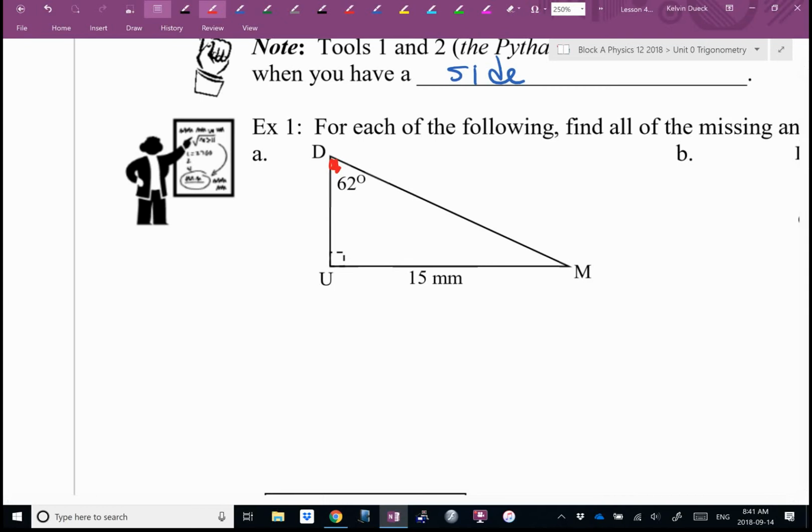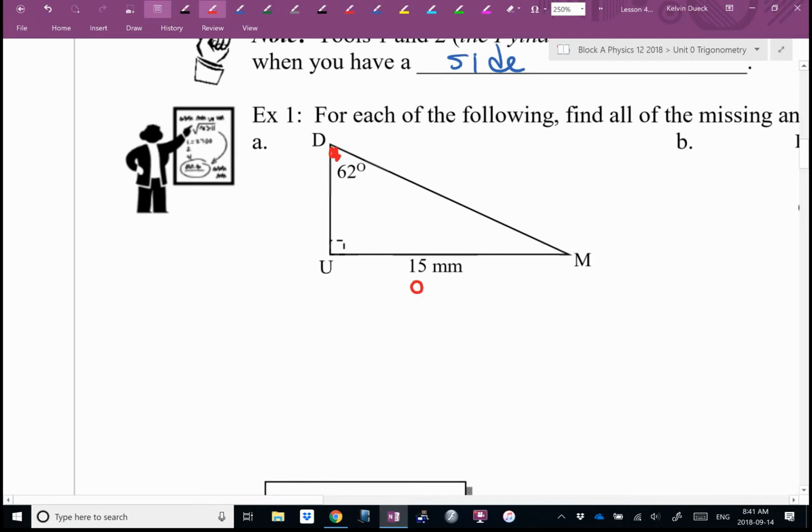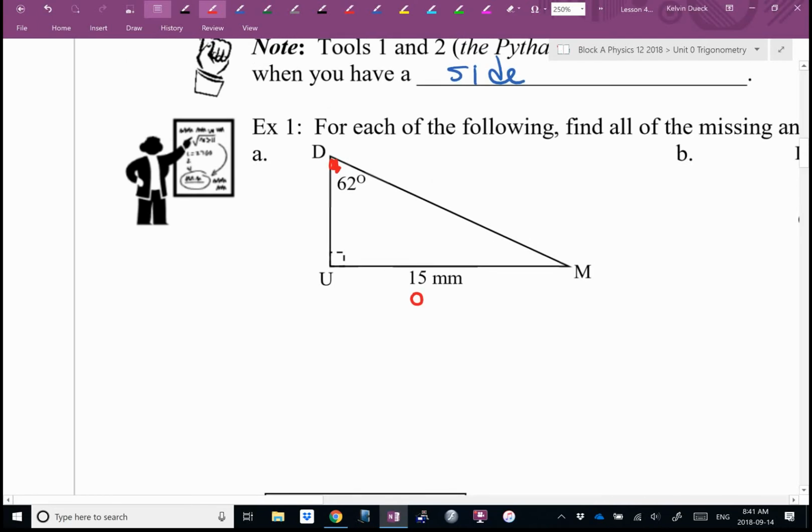That 15, how would I label it? Opposite, adjacent, or hypotenuse? What's the first thing they wanted me to find? Oh, angle M. How big must angle M be? How would I figure that out?